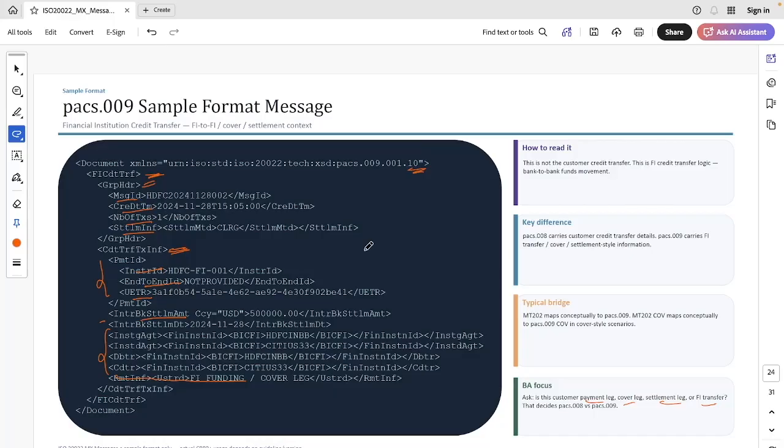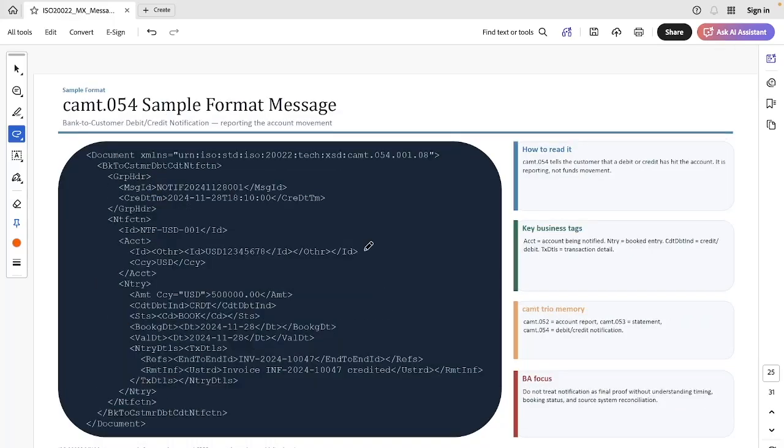Okay. Now we move to a sample CAMT.054, which is bank to customer debit credit notification. This message is not used to move funds between banks. It's just used for reporting or notifying an account movement. The message body, which is bank to customer debit credit notification, tells us this is a bank to customer debit credit notification. The group header identifies the notification message and the creation time.